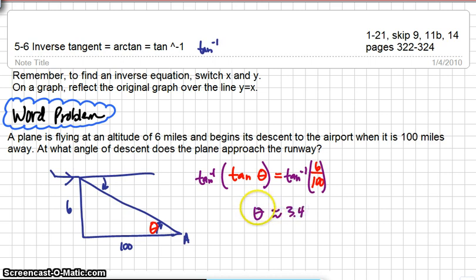You'll find that if you revisit lesson 5-4, that was the same answer that we got. The only difference was when we did the inverse sine, we were using the 6 and the hypotenuse instead. But again, when you're doing an angle of descent, particularly on an airplane, you want to make sure that that angle is fairly low. So if you get an angle that's much bigger than that, you might want to revisit your problem. You probably did something wrong if you're getting a much bigger angle than 3.